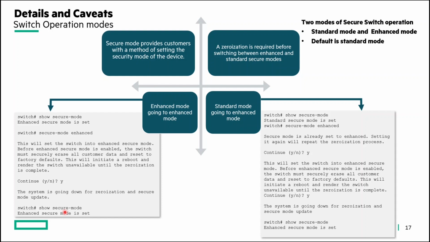Before we dive deep into the container config, we have to understand a few details about the switch operation modes. There are two modes of secure switch operation: the first one is standard mode and the next one is enhanced mode. We all know that the default mode is standard. Whenever a switch shifts from standard mode to enhanced mode, a zeroization is required. Here is an example CLI of how the switch goes from enhanced mode to enhanced mode itself, and again from standard mode to enhanced mode. You can refer to these two CLIs for further details.